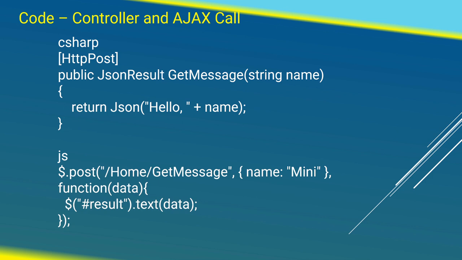The controller returns a message as JSON. In jQuery, we send a POST request and display the result dynamically without reloading.